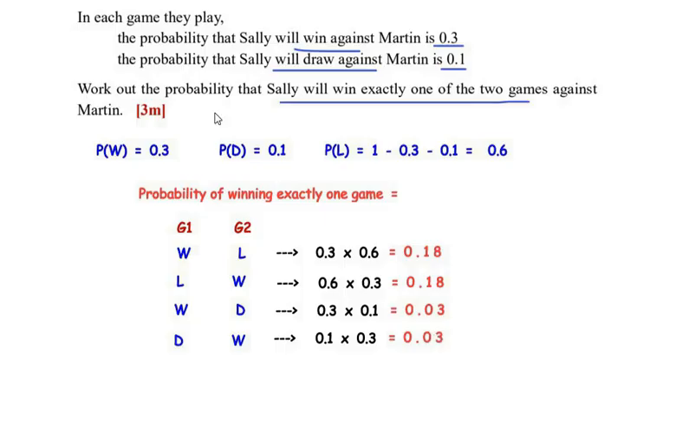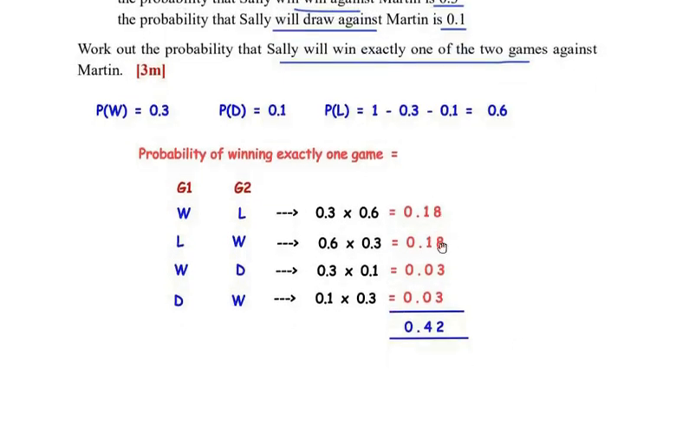That is going to give us the probability that Sally will win exactly one of the two games. So 8 plus 8 is 16, 16 plus 3 is 19, and 19 plus 3 is 22. So we write 2 here and 2 in the carry. So 2 plus 1 is 3 and 3 plus 1 is 4, giving us 0.42 as the answer.